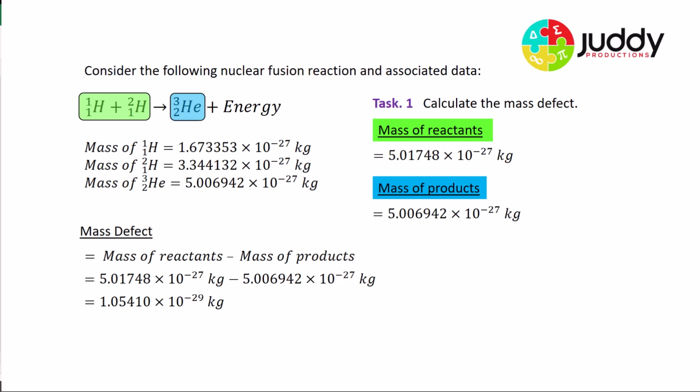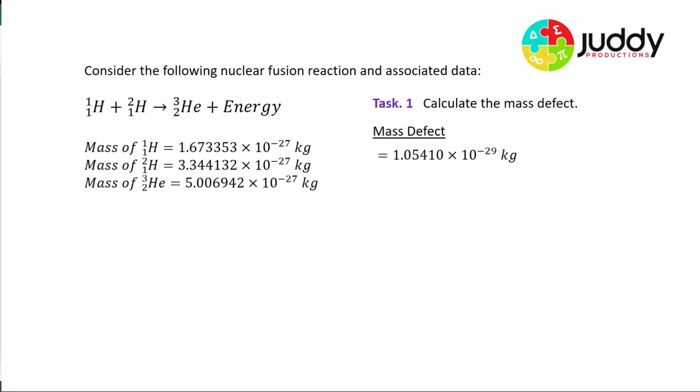Extremely small. However, when you multiply this small amount of mass deficit by billions of copies of this same reaction in nuclear fusion, we get a large sum of energy being generated. So there's our mass deficit.